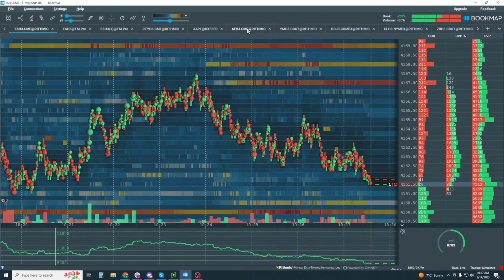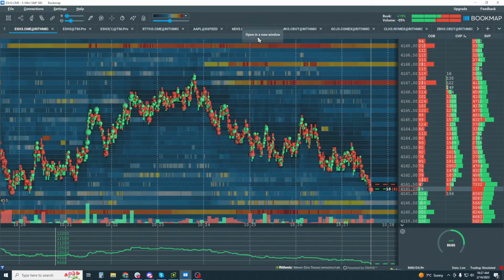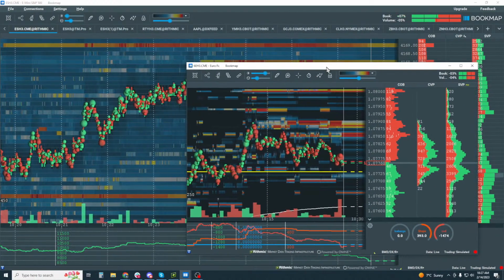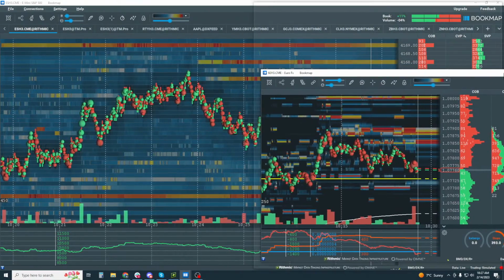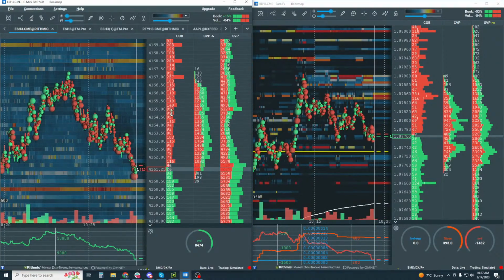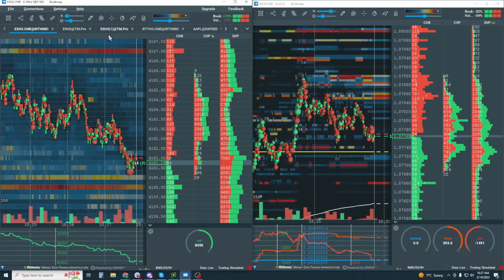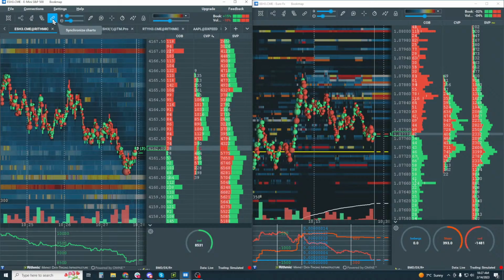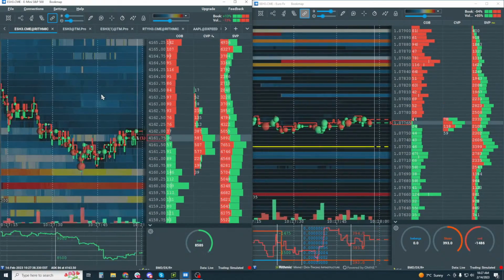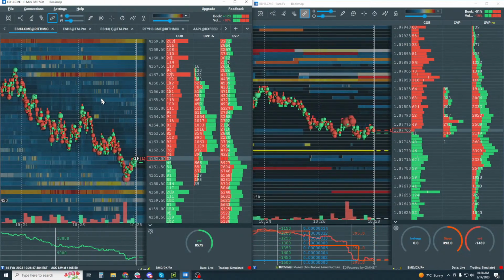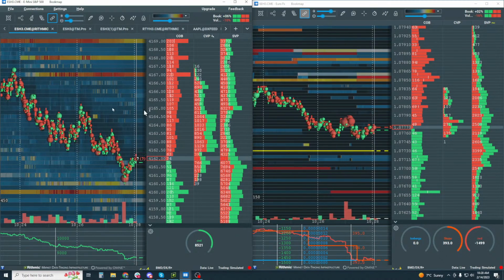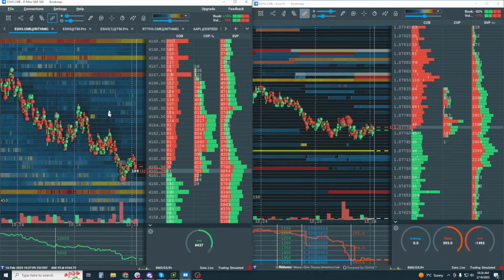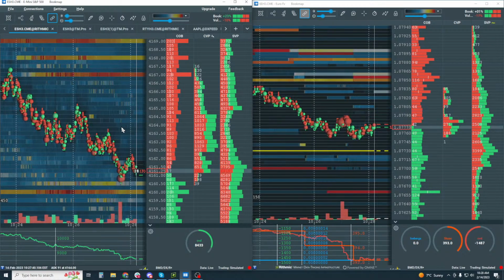But let's take a quick look over here. In fact, I'm just going to pop this out, the euro dollar. Let's take a look at the euro dollar here, and I'm going to use this feature I don't use very often, to synchronize charts. Right here, and we're going to be able to sync the charts. We've had this functionality forever in Bookmap, using this synchronize chart tool.